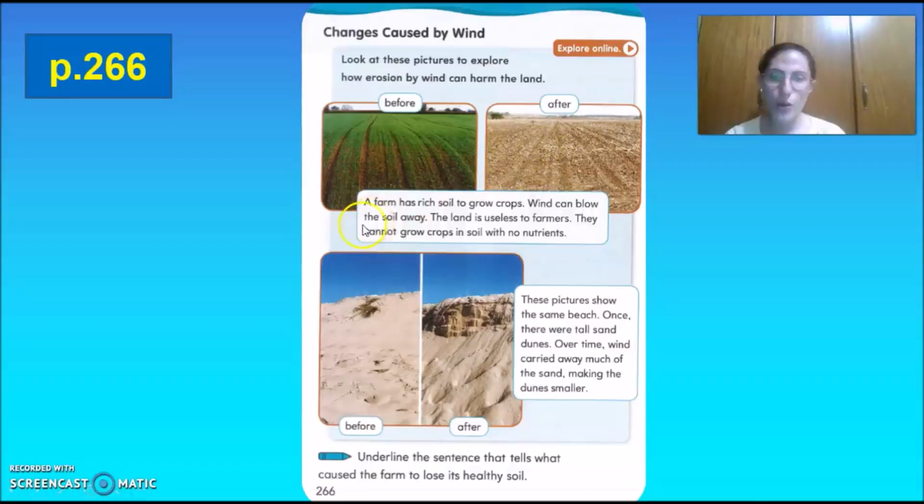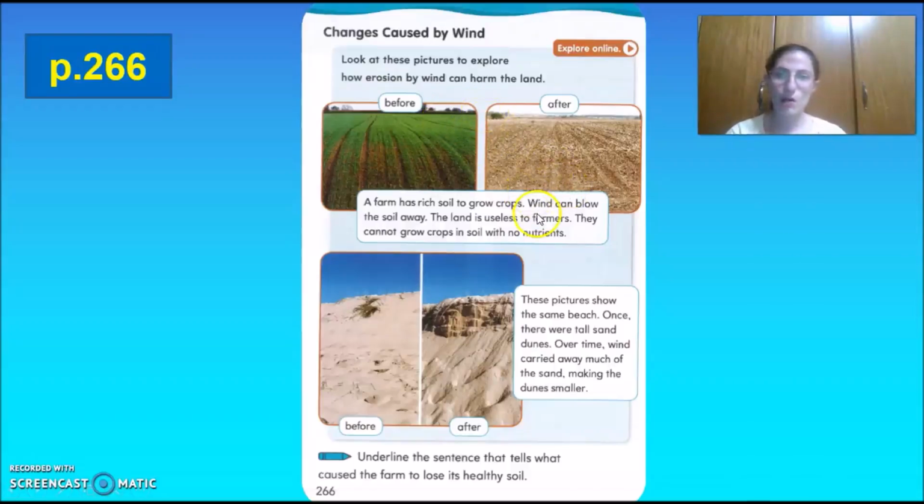Now when the wind blows, okay, it can blow away the soil. As we said, year after year after year, every time the wind blows, it carries away with it the good rich soil on top to other places, leaving the land useless to the farmers. Why? Because they cannot grow the crops in the soil with no nutrients. They are left with a layer that does not have any vitamins in it, okay, and the plants won't be able to grow in this kind of soil. Clear? So far so good. So the land would become useless to the farmers due to the erosion by wind.